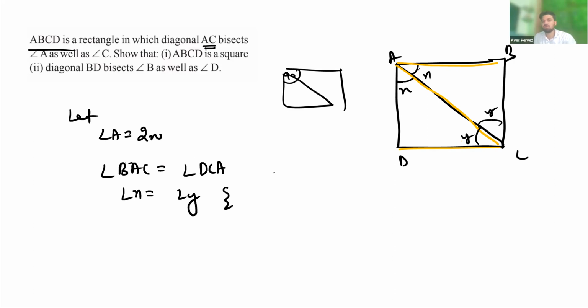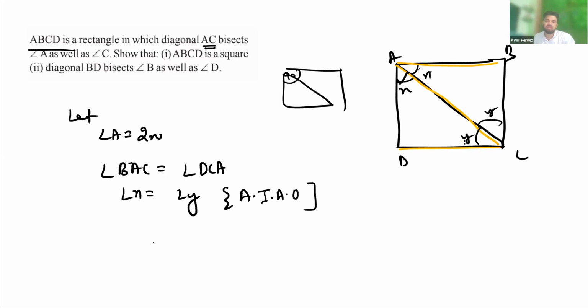Got it? So if this is X, then this is also X, and this is X, this will also be X because they are equal. Alternate interior opposite angle. So we can say that this angle will be equal to this angle. So in this triangle, if this angle X is equal to angle Y, this side will be equal to this side. Why? Because this is forming an isosceles triangle.